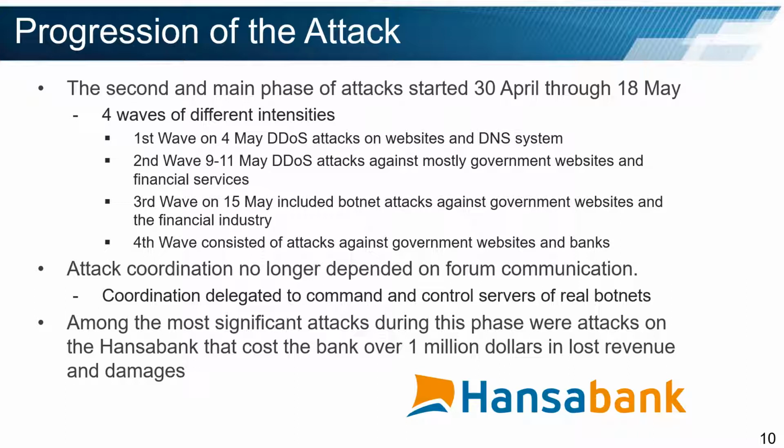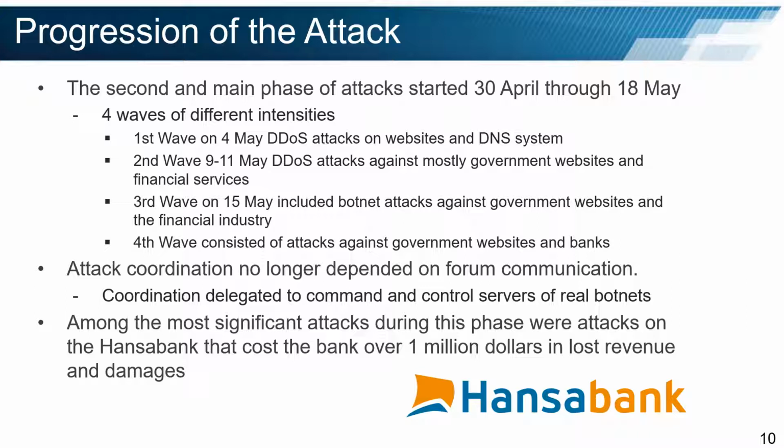Progression of the attack. In the second and main phase of the attack, the coordination no longer depended on forum communications. Instead, attack coordination was mostly delegated to command and control servers of real botnets. This phase started on 30 April and lasted until 18 May. It ran in 4 waves of different intensities, focusing on different targets and using different attack techniques. The first wave on 4 May included DDoS attacks on websites and DNS systems. Apart from that, the first week of May was relatively calm.